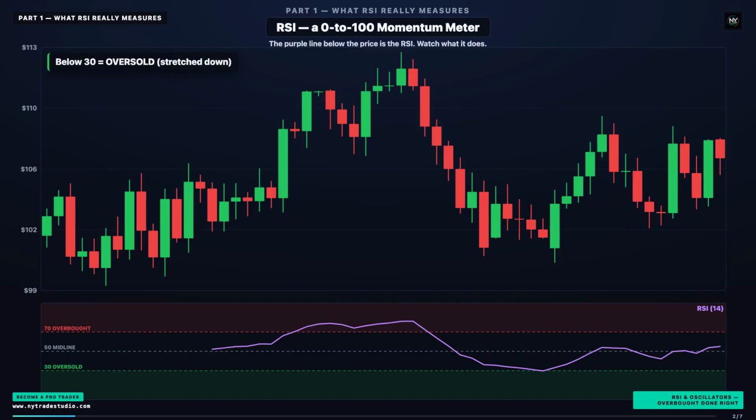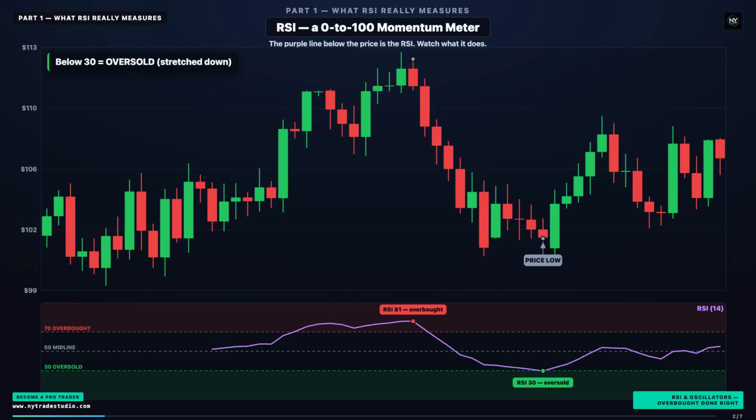Now, two famous lines. When RSI pushes above 70, the market is called overbought. Price has run up so fast that it is considered stretched and due for a rest. You can see the purple line poke up into that red zone right at the top of the rally. And when RSI drops below 30, it is called oversold. Sellers are exhausted and a bounce is likely. There is the line dipping into the green zone after the sell-off.